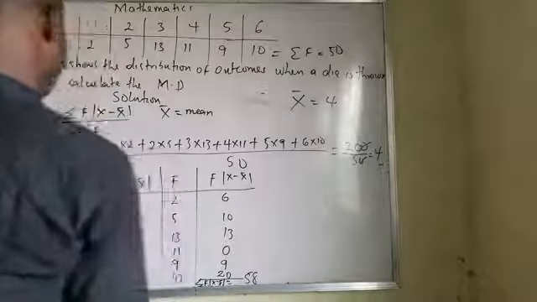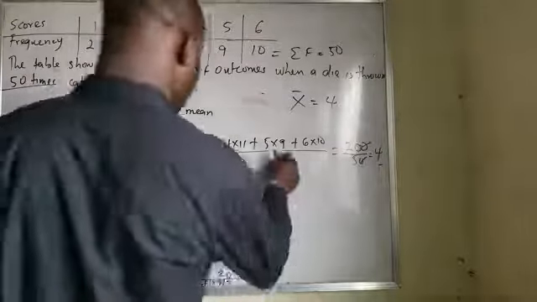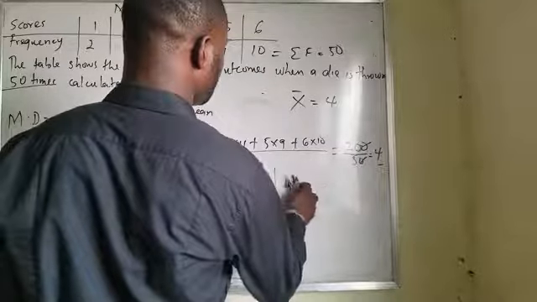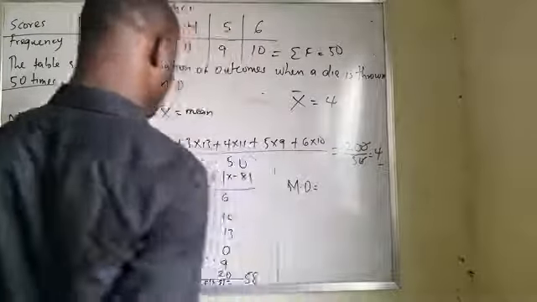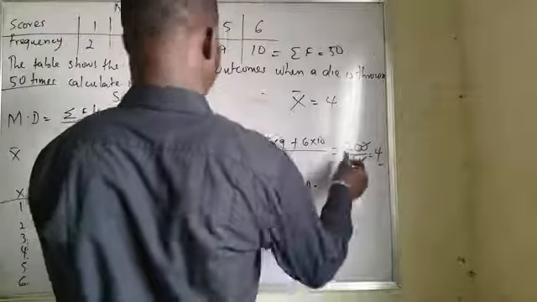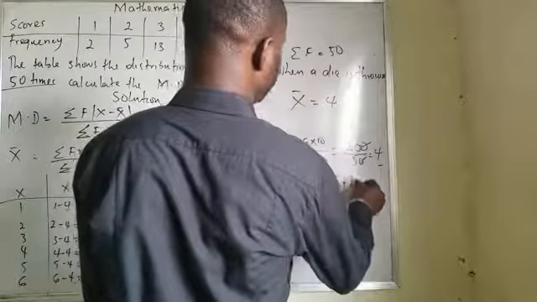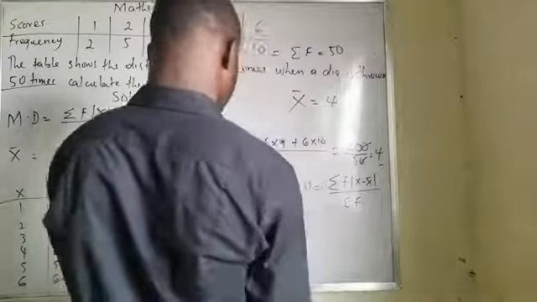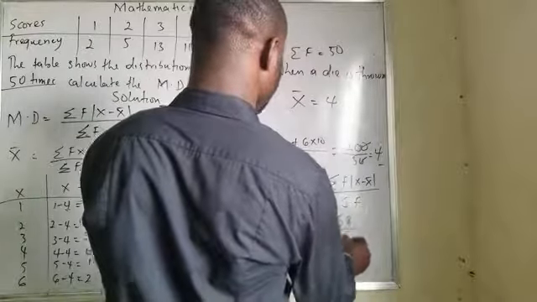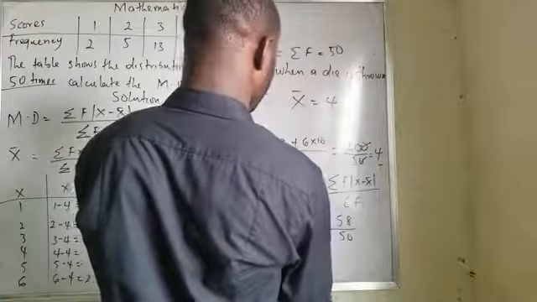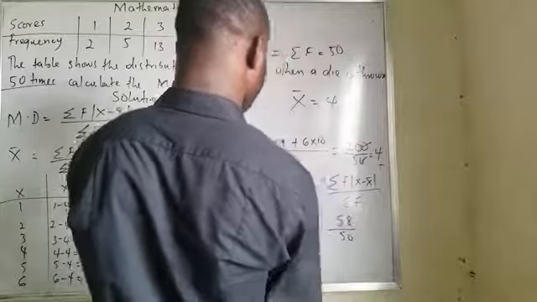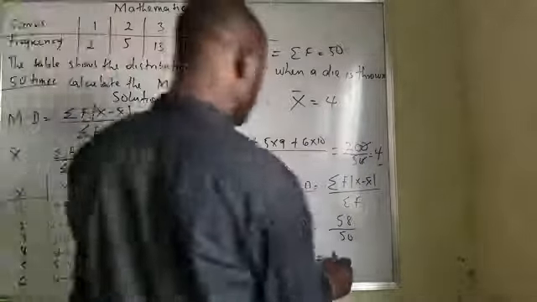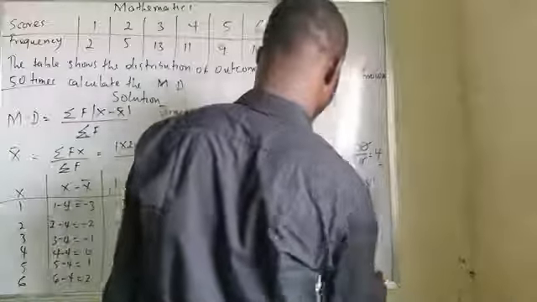Now, my mean deviation, MD, will be equal to the summation of f times the absolute value of x minus x bar, divided by the summation of f, which is 58 divided by 50. On the calculator, that will be 1.16. That is my mean deviation.